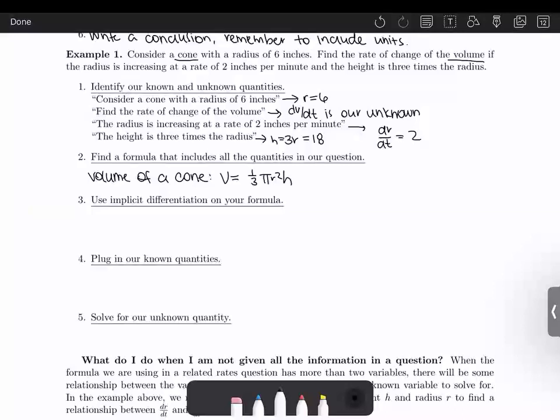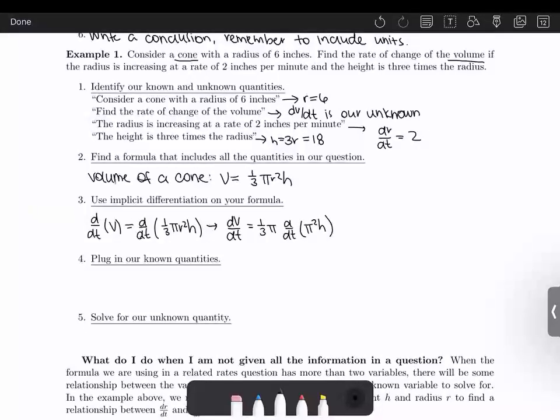So we have this volume of a cone formula, and now step 3, we apply implicit differentiation. So we're going to take the derivative with respect to time on both sides of my equation. My left side is going to become dV/dt. And on my right side, I know that I can pull scalar multiples out of a derivative. So that's exactly what I'm going to do, and I'm going to factor out this 1/3 pi.